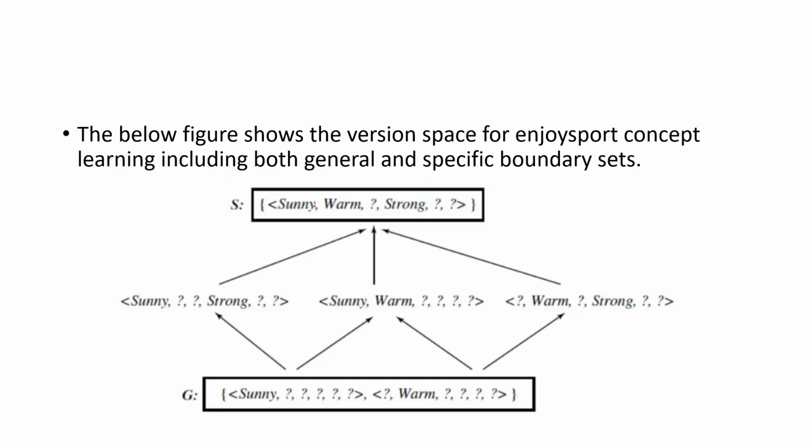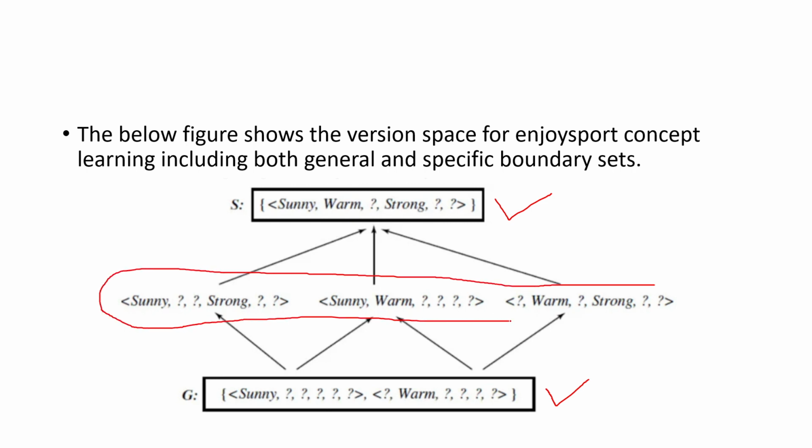See, this is the final stage. This is the specific hypothesis for that example, and this is the general hypothesis. This is called the version space. This is a subset of this one. Sunny is there here. Strong, question mark is there. Question mark takes anything. Sunny is here, warm is here, warm is here. Strong takes question mark. So this is a subset. So this is the version space of this one.